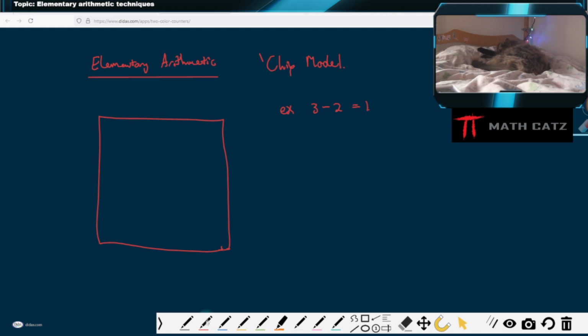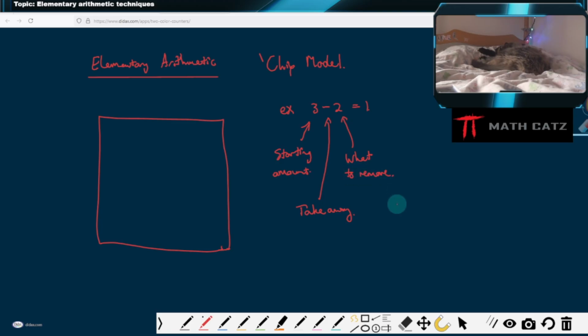So let's write down the 3 steps in the chip model. The first number indicates my starting amount. How much do I have at the beginning? Then, if I subtract, there's going to be some removal. There's going to be some takeaway action happening. And the next number, the next part in this instruction, tells me what to remove.